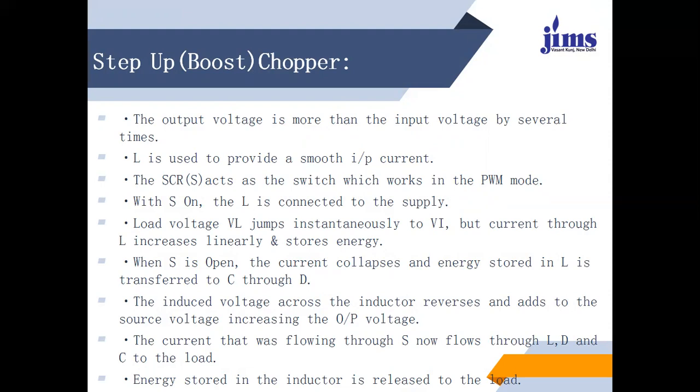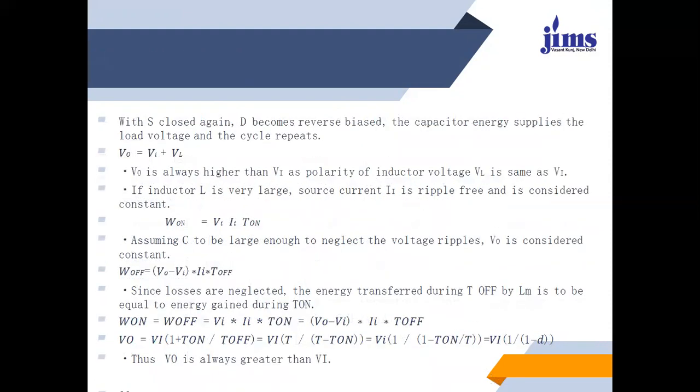So this is the path through which the current will be flowing. Energy stored in the inductor is released to the load. With S closed again, D becomes reverse biased. The capacitor energy supplies the load voltage and the cycle repeats itself, so that we are getting V output equal to Vi plus VL. V output is always higher than V input as the polarity of the inductor voltage VL is the same as Vi.